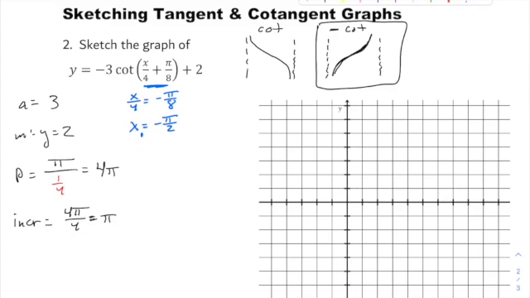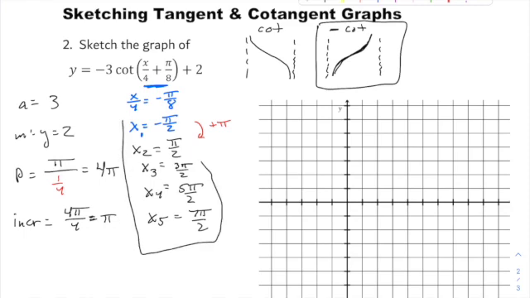So now to get the other points, x2, x3, x4, x5, we're going to take that first point and add the increment, which is pi. And so negative pi over 2 plus pi is pi over 2. Add pi again, you get 3 pi over 2, or 1.5 pi if you prefer. Add it again, you get 5 pi over 2. Add it one more time, you get 7 pi over 2. So those are the 5 key points we're dealing with in this problem.